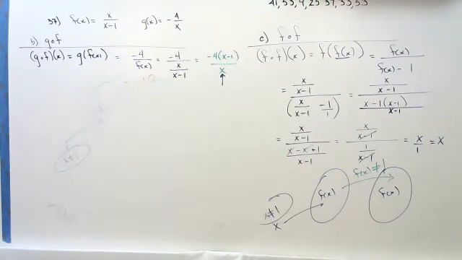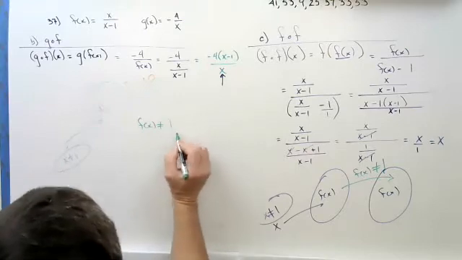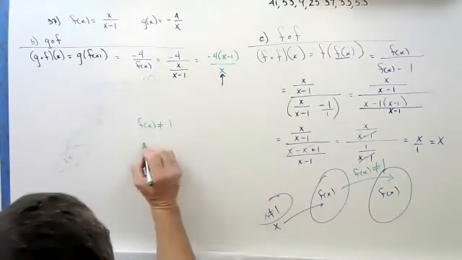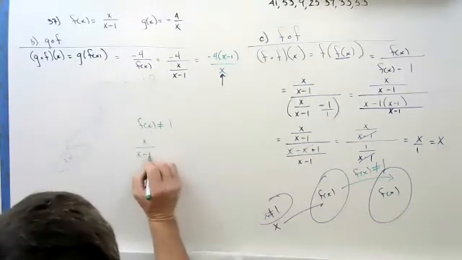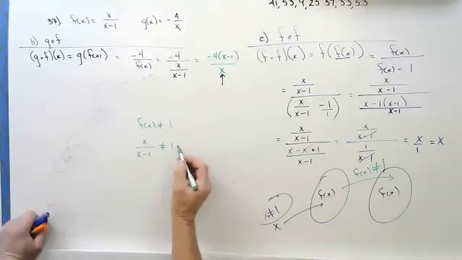So we have f of x can't be 1. Now we know what f of x is. That's this. We multiply both sides, right?